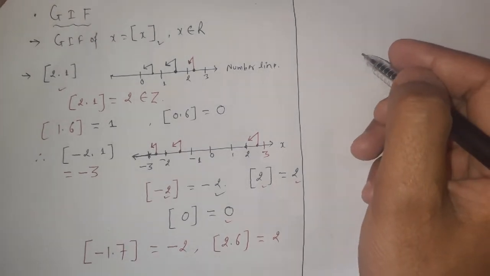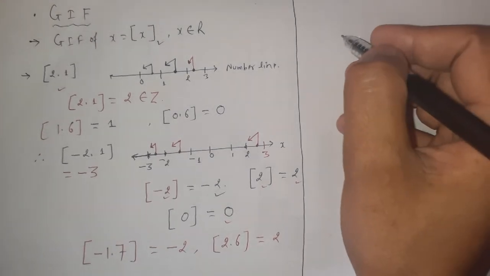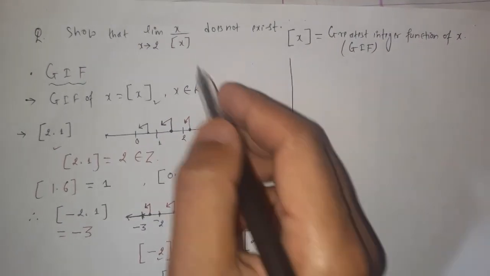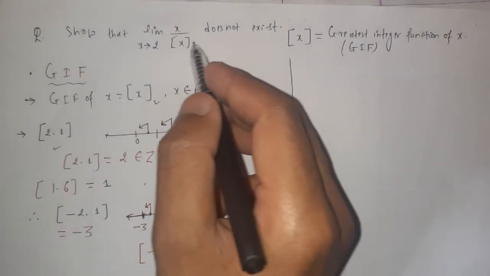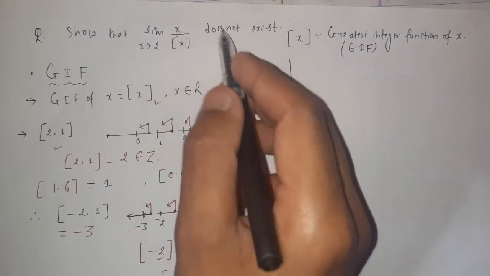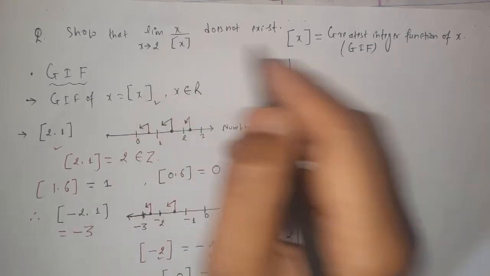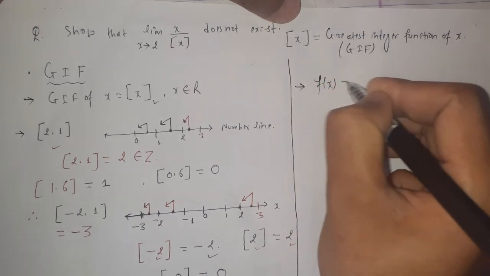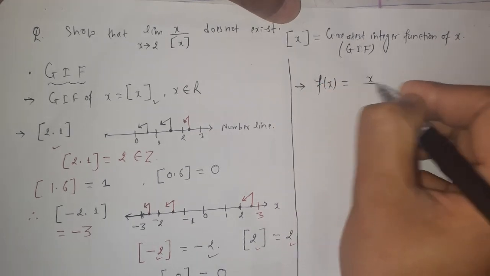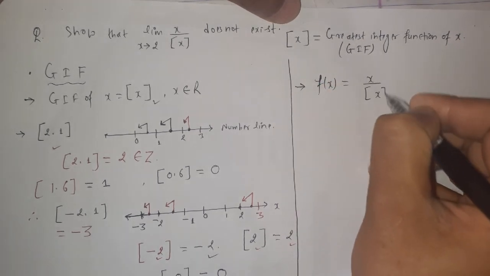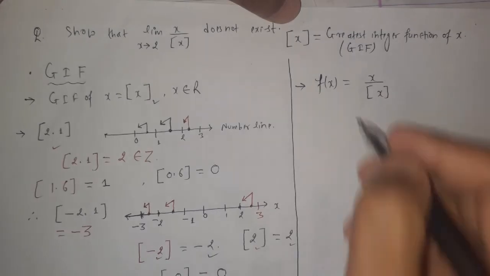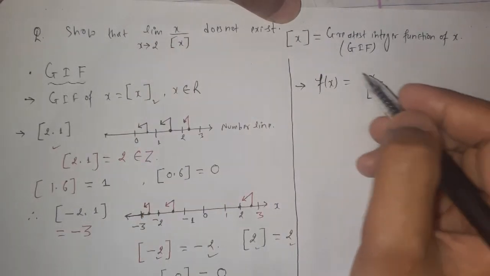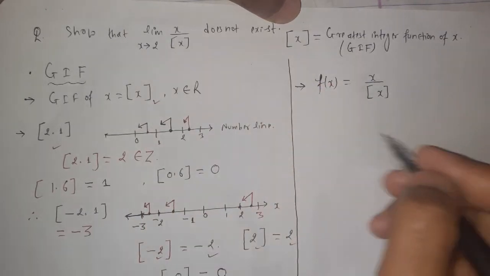Let's move to our questions. In our question, the given function is, we have to show that this function does not have a limiting value when x approaches 2. Here f of x is given: x over the greatest integer of x, and we are going to evaluate the limit of this function when x approaches 2.